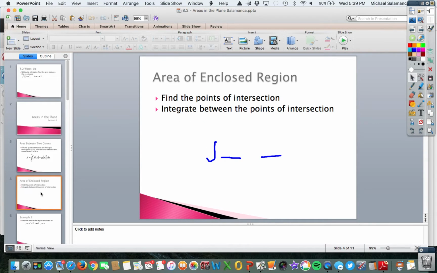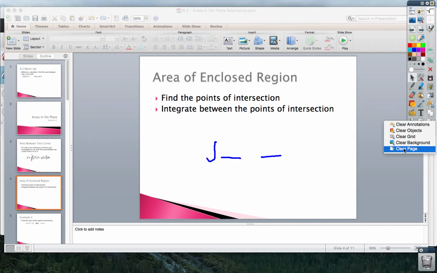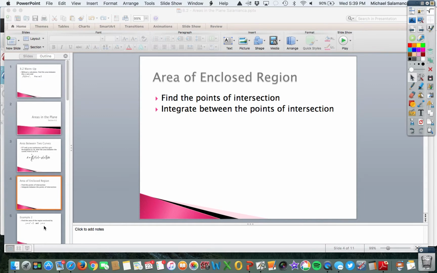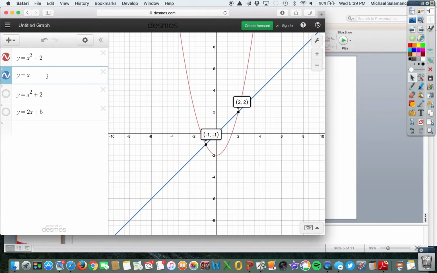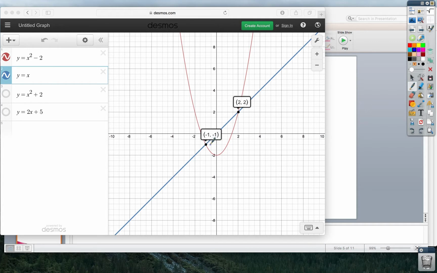So again, we're trying to find the enclosed region. And in order for us to do that, we're going to find the points of intersection and then integrate between those two points. So let's look at an example now. Here we have y equals x squared minus 2 and y equals x. So let's take a look at those graphs, and this is what we have. What we're trying to do here is find the area between these two curves, which is essentially this region right here.